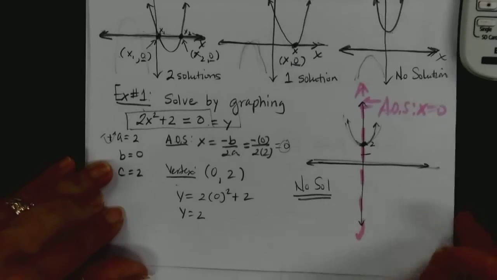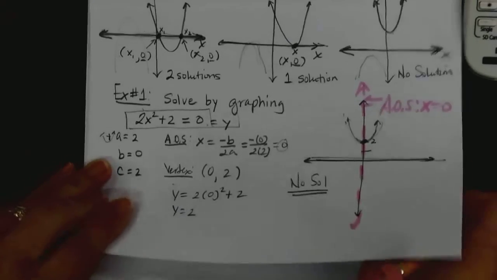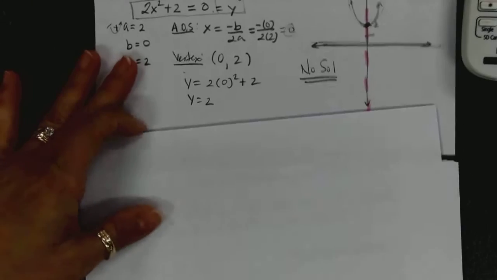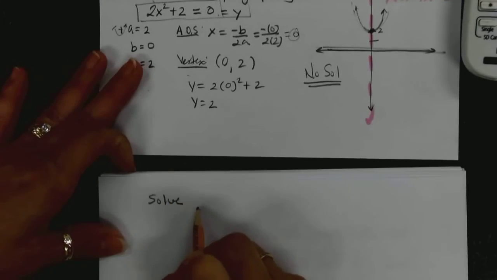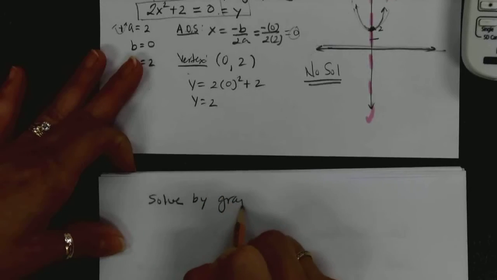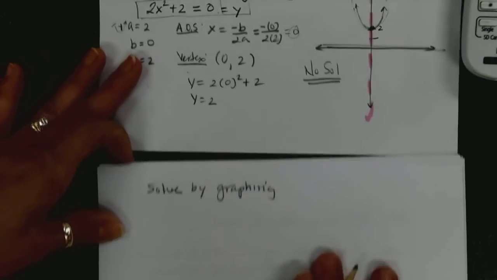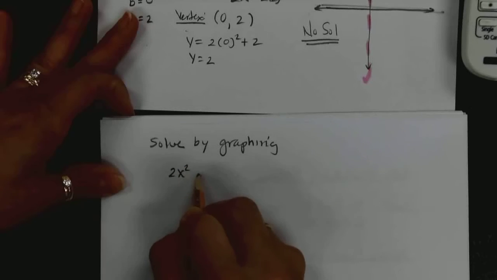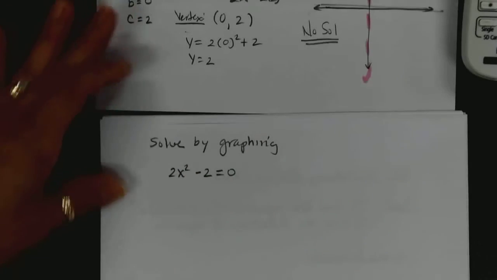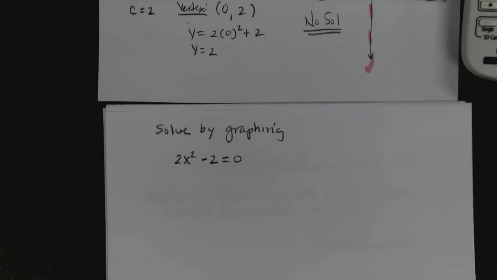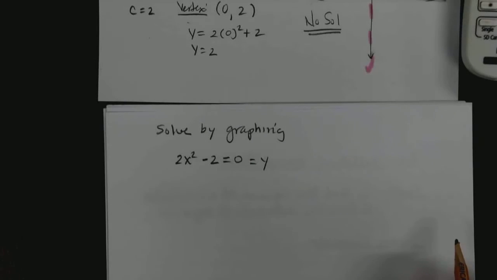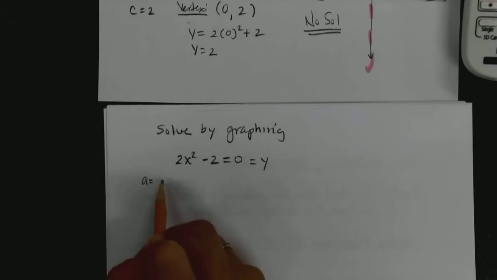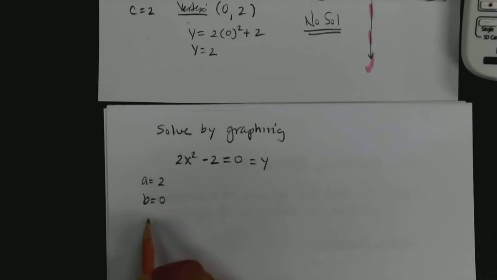So let me give you another one. What if my quadratic equation looked like this? Solve by graphing 2x squared minus 2 equal to 0. We're going to do the same thing again. So this is equal to y. What's my a? 2. What's my b? 0. c? Negative 2.